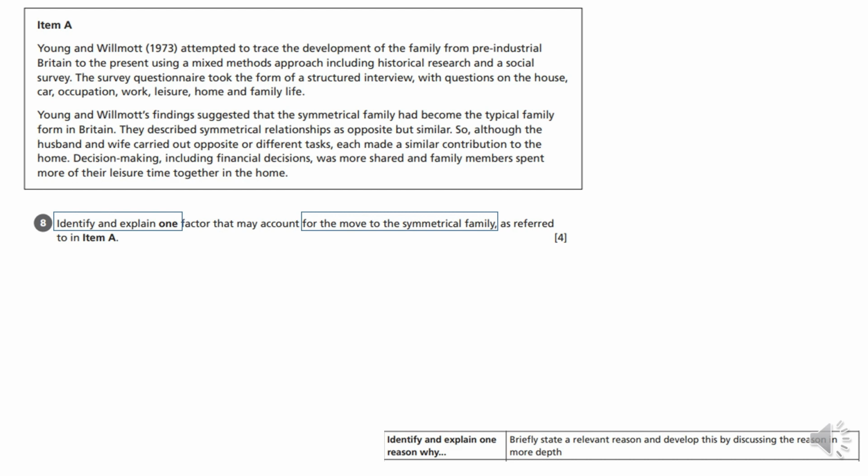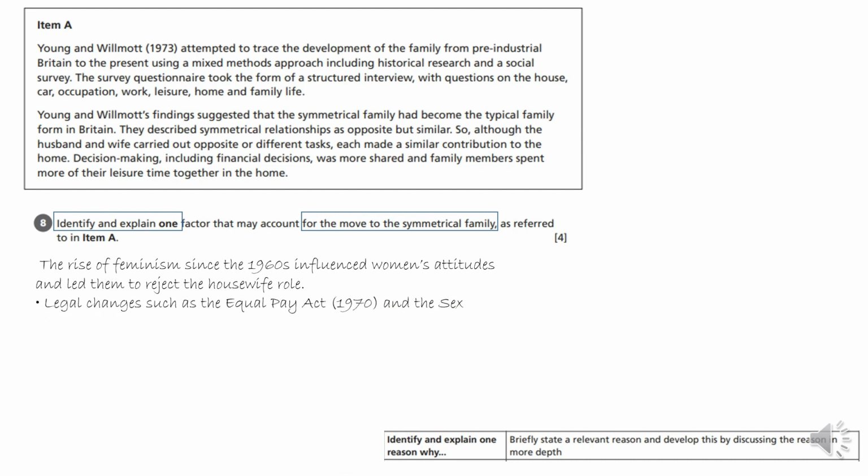Here, there are a range of things that you could discuss in terms of the move towards the symmetrical family. You could talk about the rise of feminism, okay, and the change in women's attitudes and how this led them to reject the housewife role. You could talk about legal changes such as the Equal Pay Act and the Sex Discrimination Act in 1975 and how these gave women more equality and more status within the workplace.